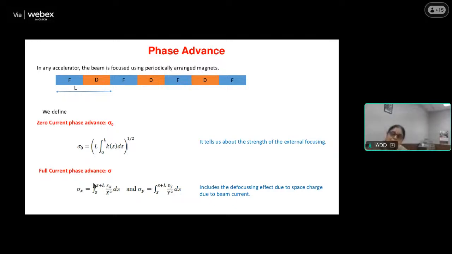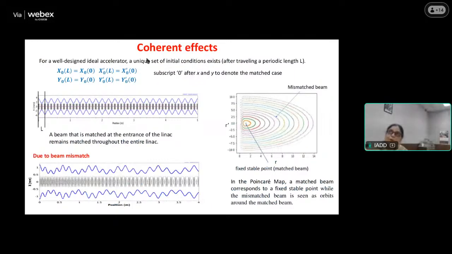Now when the beam comes into picture, the beam has some current, and there is space charge which causes defocusing in the beam. The net effect of that is taken care of by the full current phase advance, which is given by this expression here for x and y, where epsilon denotes the emittance, and x and y represent the beam envelope in x and y. Coming to the coherent effects first, these are the collective effects of the beam as a whole, that means the beam envelope as a whole.